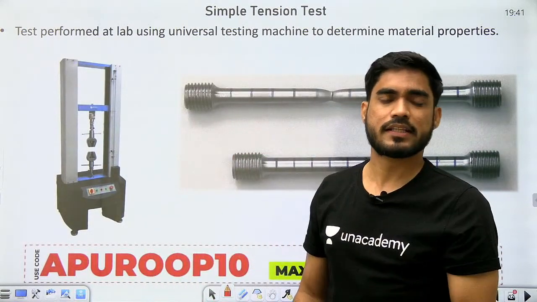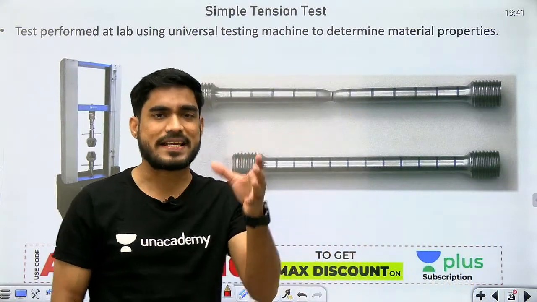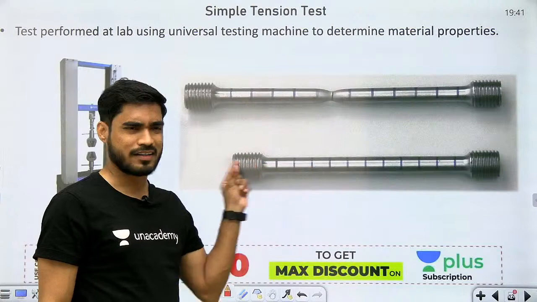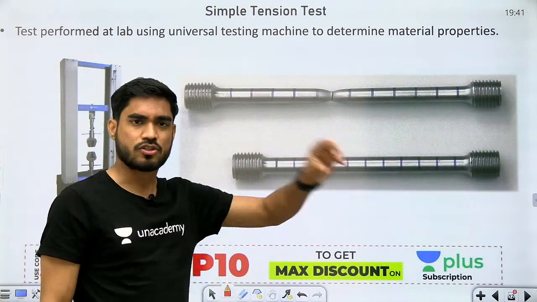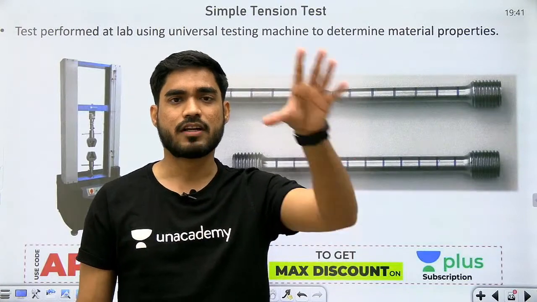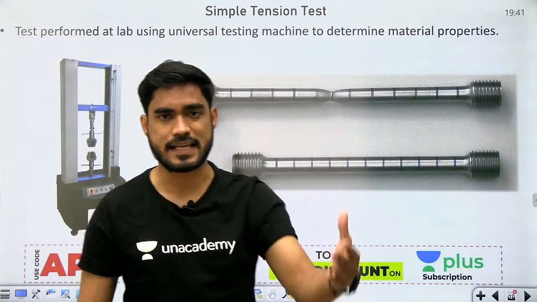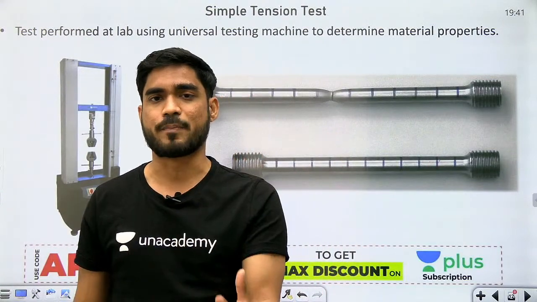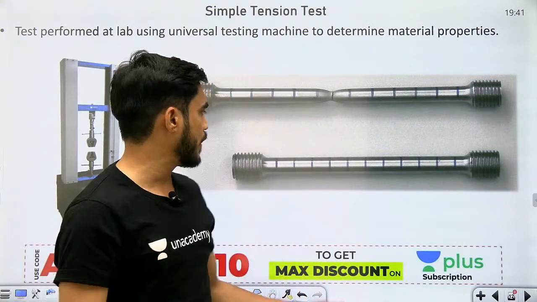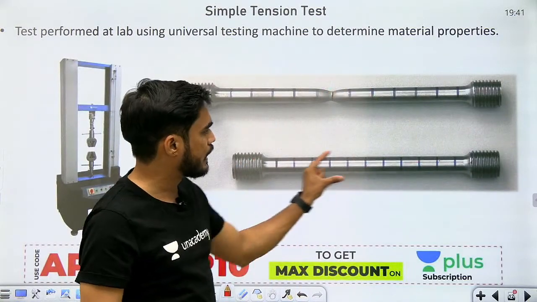And what do we do in this test? In this test, we make a specimen of this shape. It is like a dumbbell. So whatever material you want to find the material properties of, you will make a standard specimen of that material. For example, let's say I want to find the material properties of steel. So I will make a specimen like this of steel. Okay, it is like a dumbbell.